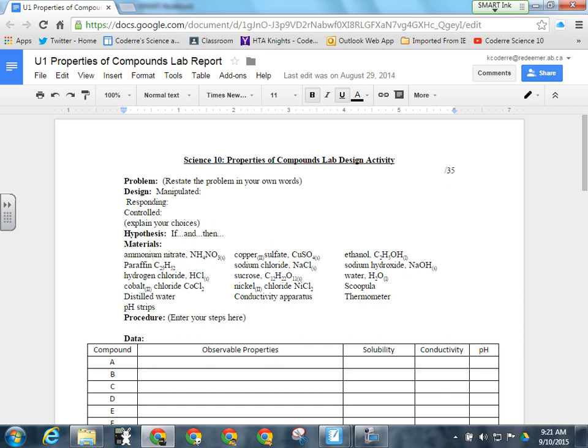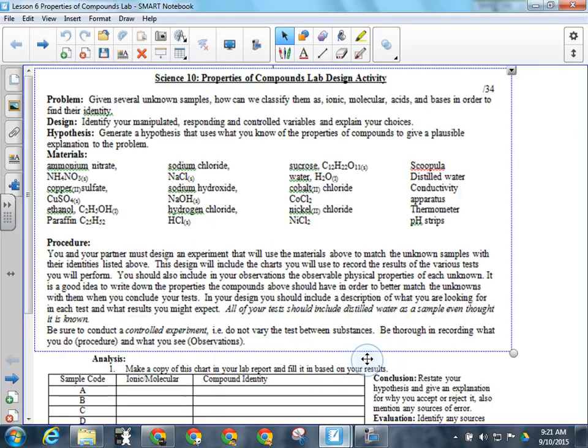All right, so our problem here, it says we have to restate the problem in our own words. If we look at the sheet that we got, the problem is, given several unknown samples, how can we classify them as ionic, molecular, acids, and bases in order to find their identity? So we have to have something in there about physical properties and finding identities. That's in your own words. That's what we're trying to do. How can we do it? That's what you've got to put down on paper, a question that has essentially those key points in it.